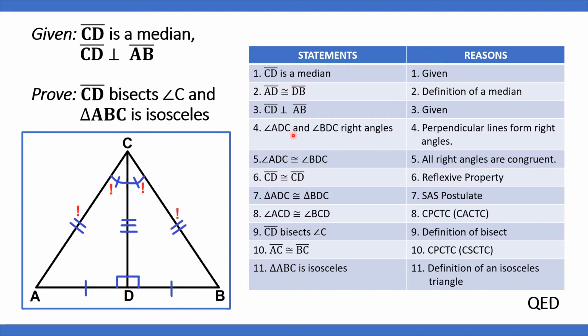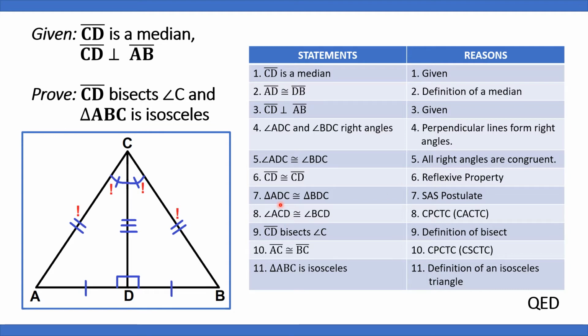Statement 4 is a consequence of statement 3. Angle ADC and angle BDC are right angles because perpendicular lines form right angles. Statement 5 is the consequence of statement 4. Angle ADC is congruent to angle BDC because all right angles are congruent. Statement 6. Line segment CD is congruent to line segment CD by reflexive property.